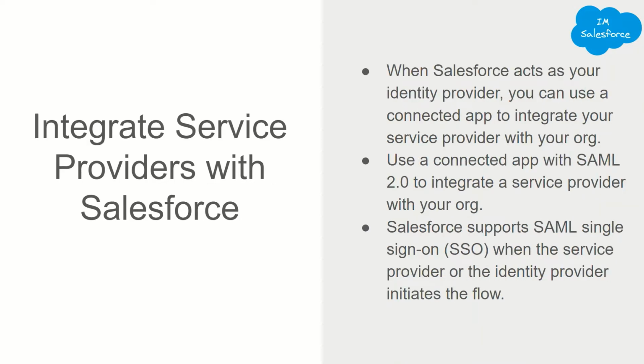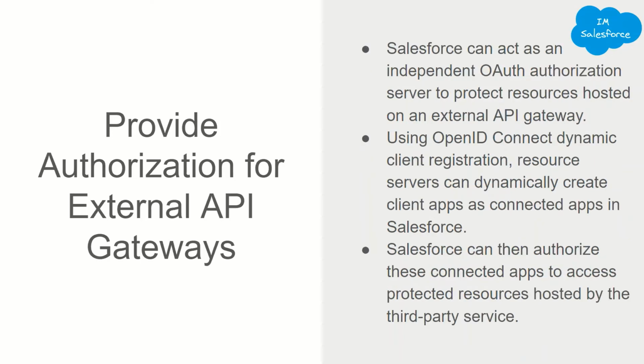Next is integrate service providers with Salesforce. When Salesforce acts as your identity provider, you can use a connected app to integrate your service provider with your org. Use a connected app with SAML 2.0 to integrate a service provider with your org. Salesforce supports SAML single sign-on when the service provider or the identity provider initiates the flow.